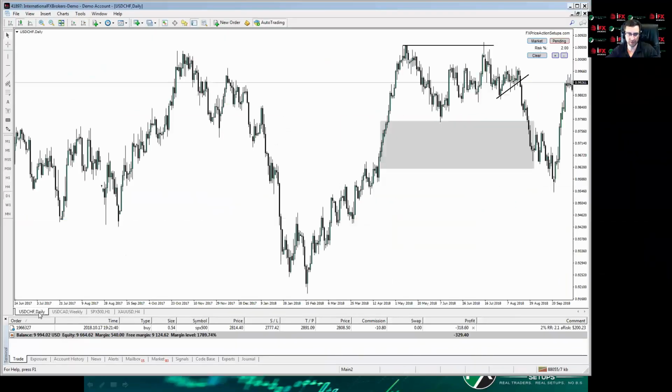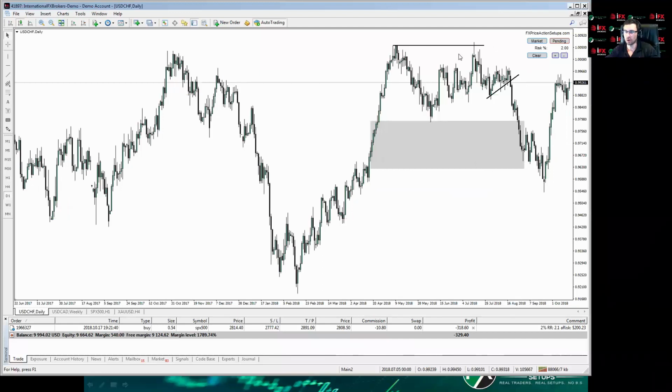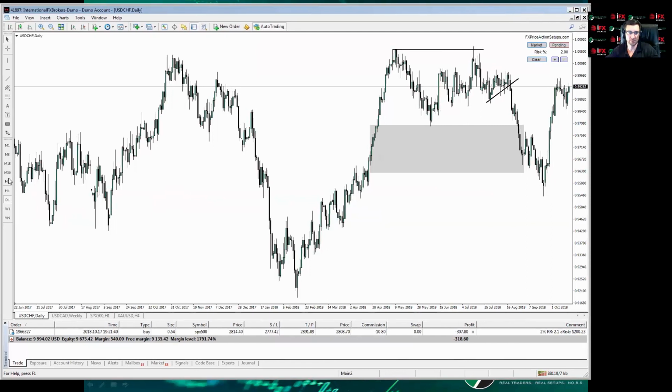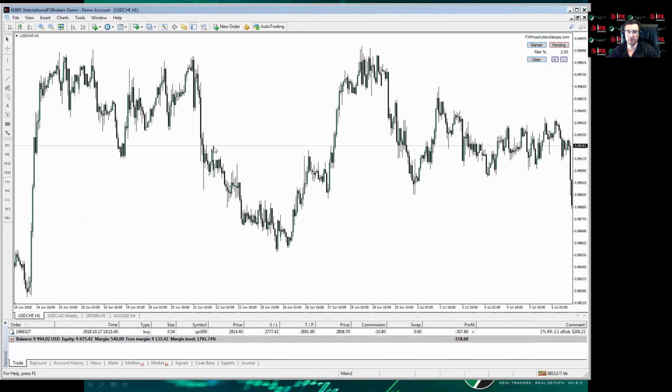But let's quickly look at the USD Swiss franc chart more in detail. So this was the chart that we were looking at, and this was the stop run. And after that, the market came down, and moving into a smaller time frame, let's move to a 1 hour.